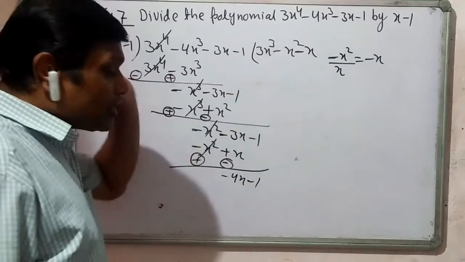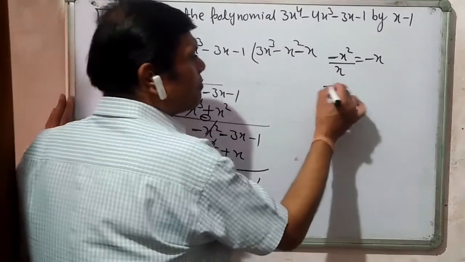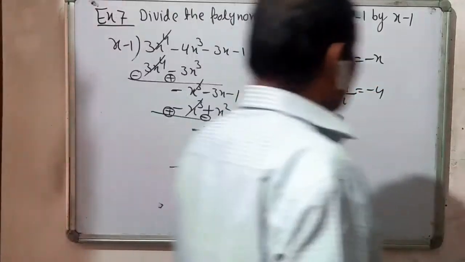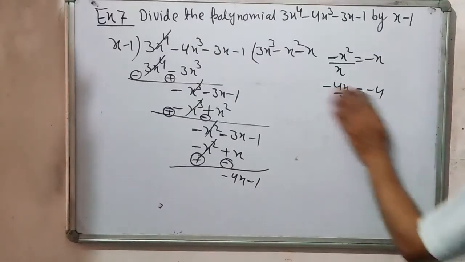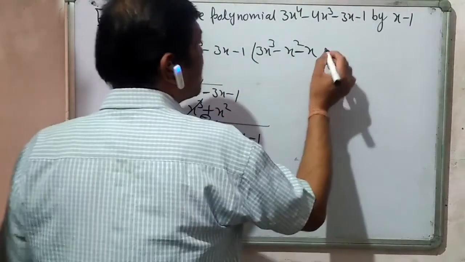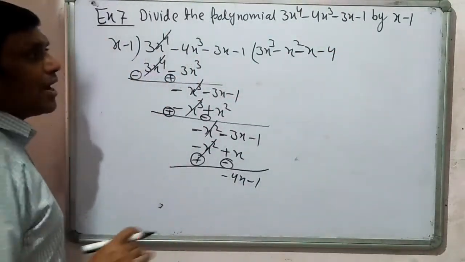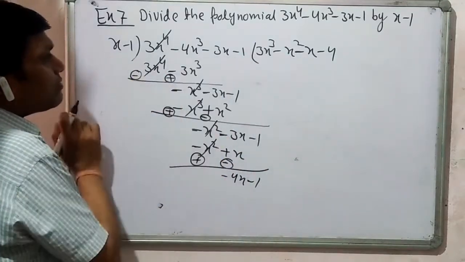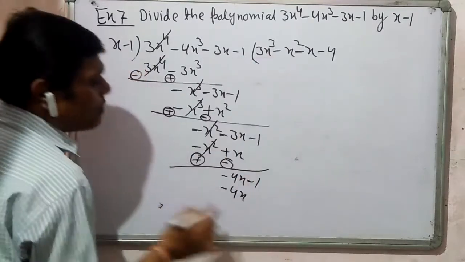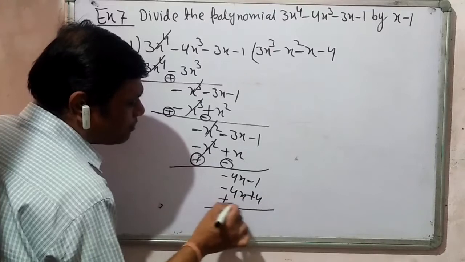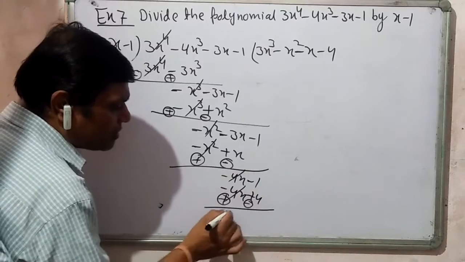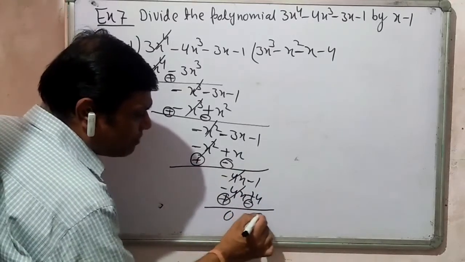Now back to step 1. Minus 4x divided by x is minus 4. So this minus 4 will be the next term in our quotient. And we'll multiply this minus 4 with x minus 1. Minus 4 into x will give us minus 4x. Minus 4 into minus 1 will give us positive 4. Change the signs. Minus 4x plus 4x, 0. Minus 4 minus 1 is minus 5.